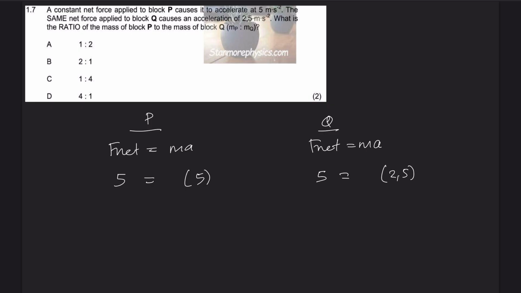Now let's look at what values the masses will need to be for these equations to work out. So 5 times something will give me 5. So the mass for P needs to be 1. Right? And then for Q, the mass for Q will need to be 2. So if I look at the ratio of the masses, the mass of P divided by the mass of Q, here we got 1 over 2, or you could say 1 to 2. Now, no matter what values you've chosen, if you divide them, you still should get a simplified version of 1 to 2. So the answer here is A.